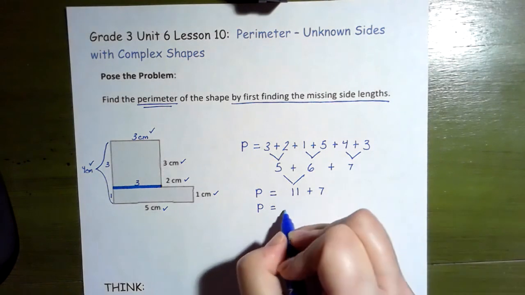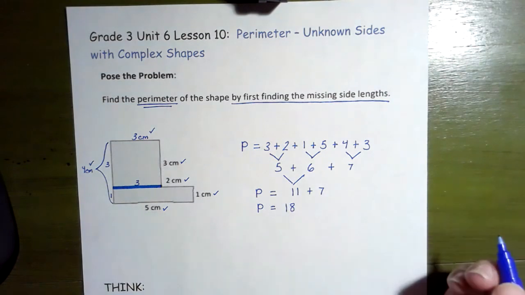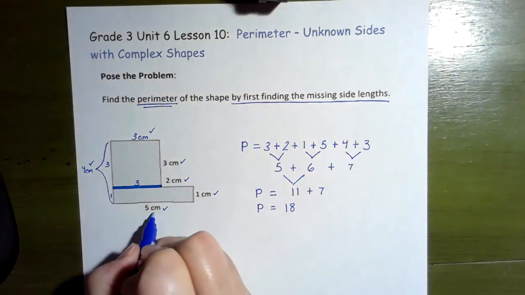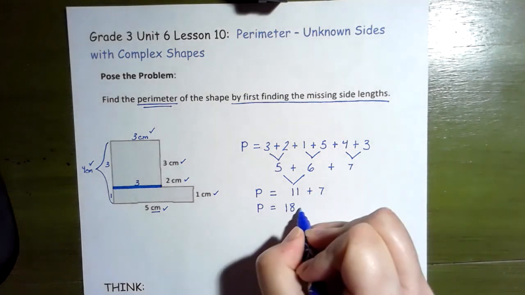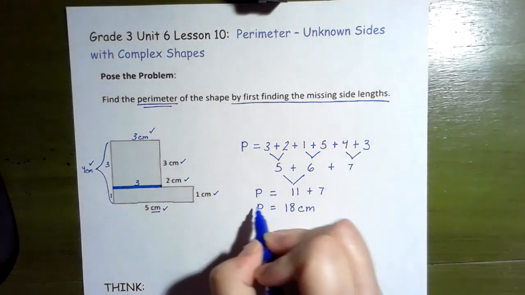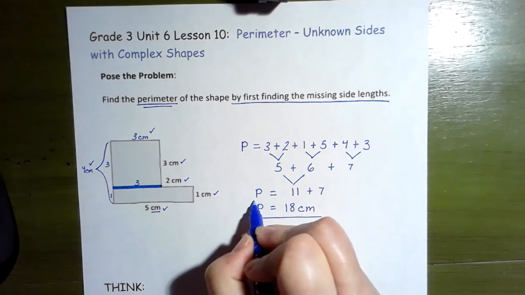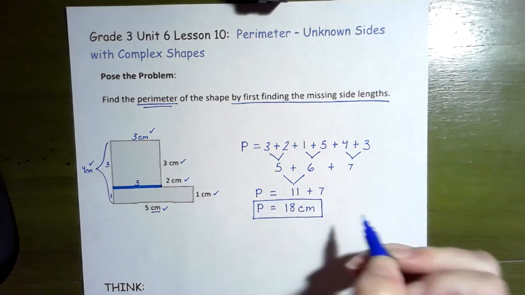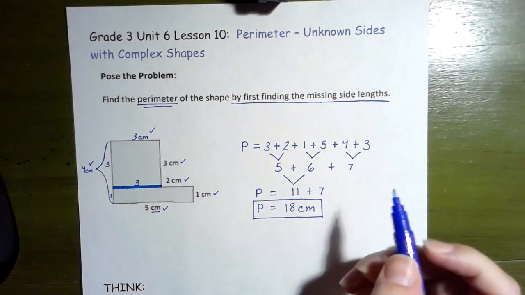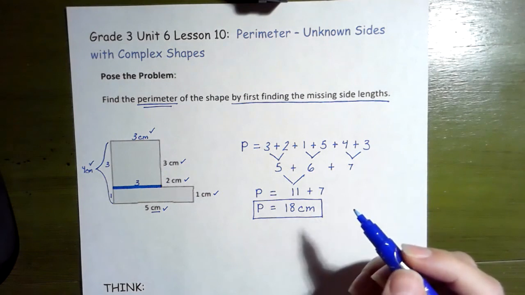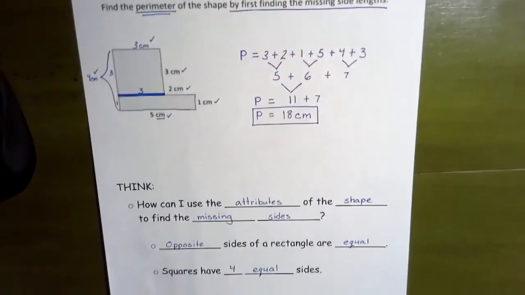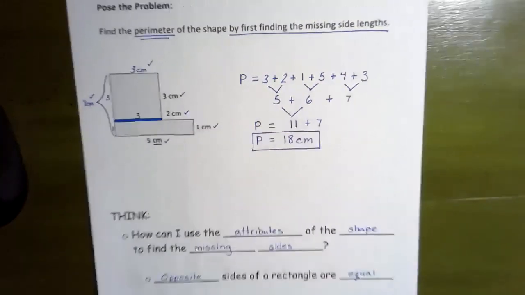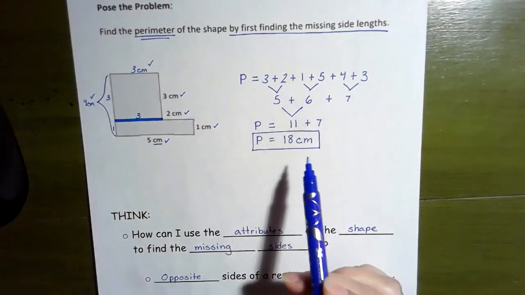That's right, it's 18. We also want to make sure we have the correct unit. Each side length is in centimeters, so our perimeter is 18 centimeters. So today, you will use your knowledge of rectangles and opposite sides being equal to help you find the missing side lengths before you combine all the side lengths to find the perimeter.